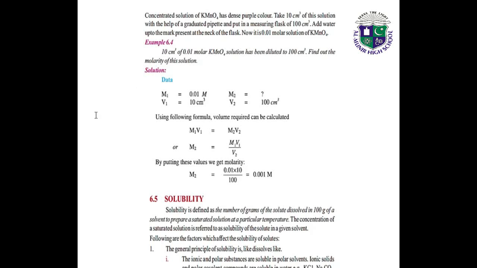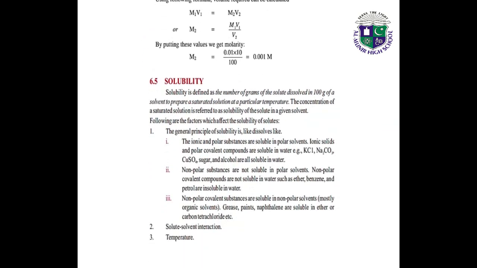Example 6.4. 10 centimeter cube of 0.01 molar KMnO4 solution has been diluted to 100 centimeter cube. Find out the molarity. So M1 is given, V1 is given, V2 is given. We have to find out the M2. So here we have the formula M1V1 is equal to M2V2. We can find the value of M2 by rearranging this formula.